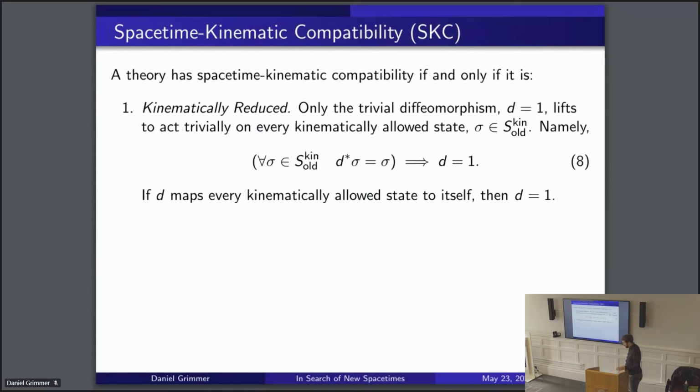I hope you'll agree. But the first thing is it has to be kinematically reduced. Technical assumption, it means that only the trivial diffeomorphism, d equals 1, lifts to act trivially on every kinematically allowed state. So if we have some d star and we lift it to act on some state sigma and it returns sigma and it does that for all kinematically allowed states, then it has to be the identity diffeomorphism.